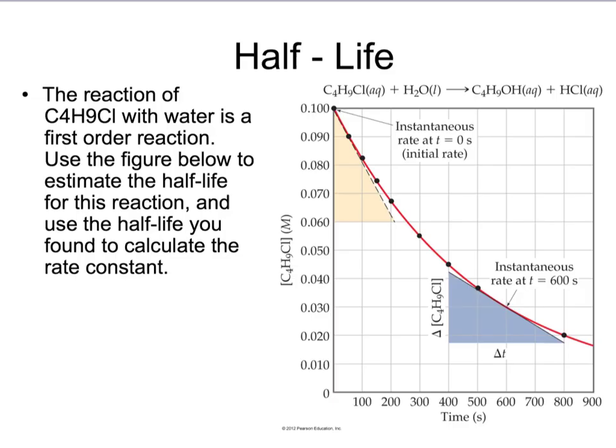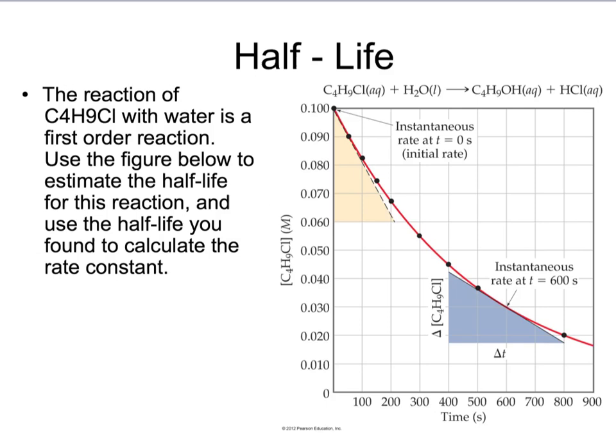Okay, so let's look at an example. Again, we've looked at butyl chloride and how it can react with water to form butyl alcohol. We've looked at this one a few times, so let's be consistent and look at it again. Let's say we have the reaction of butyl chloride with water, and let's say it's a first order reaction. It says use the figure to the right to estimate the half-life for this reaction. That's part A. And part B says use the half-life that we found to calculate the rate constant.